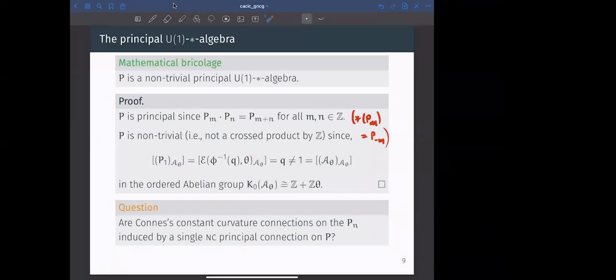So the question then is this: can you take these constant curvature connections on each of the line bundles, and see them as coming from a single non-commutative principal connection on this non-commutative principal circle bundle? And so that's the story I want to tell.